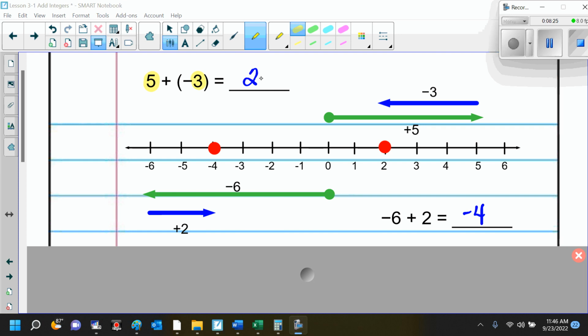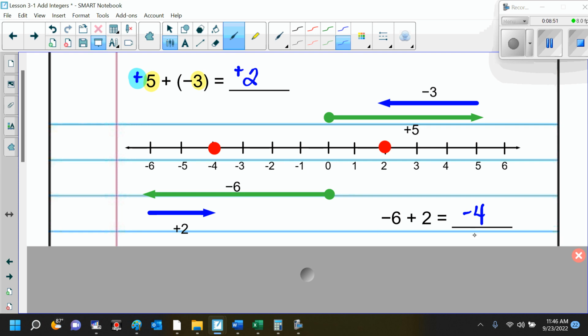Now, what kind of 2 is this? That's a positive 2. Now notice this. With that 3 and that 5, which one is bigger? The 5 is bigger. And what kind of 5 is that? That is a positive 5. So that is going to be a positive 2. Is everybody clear with that?